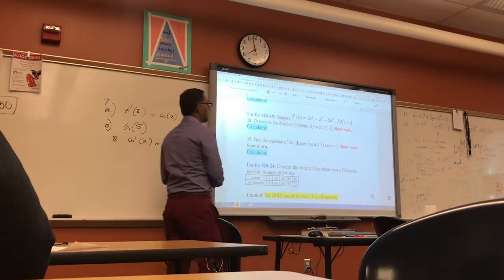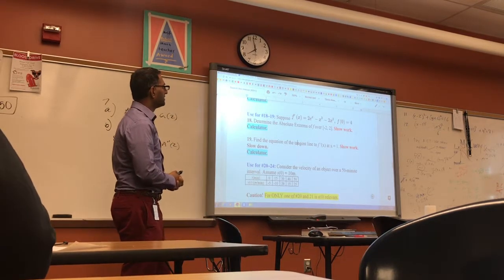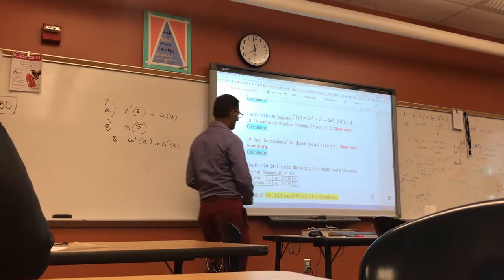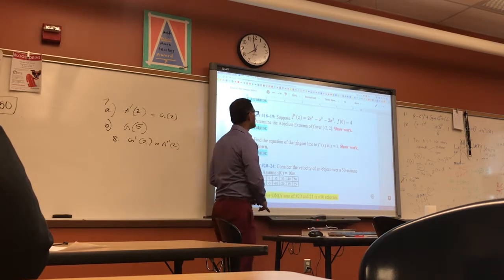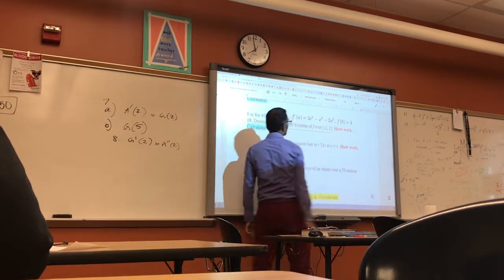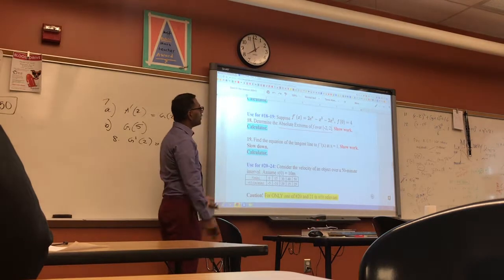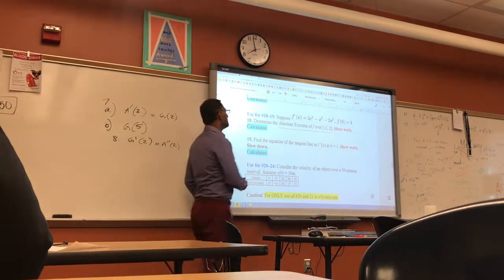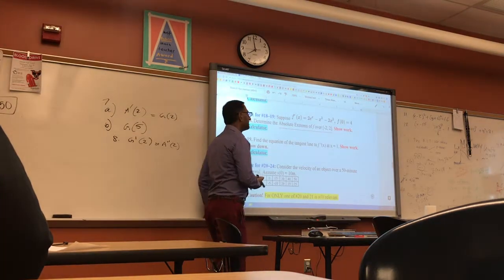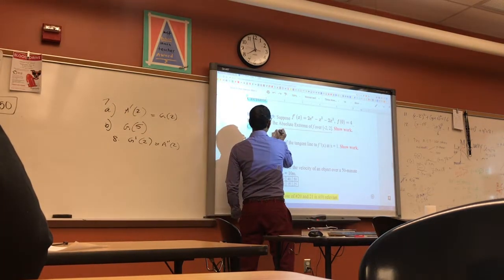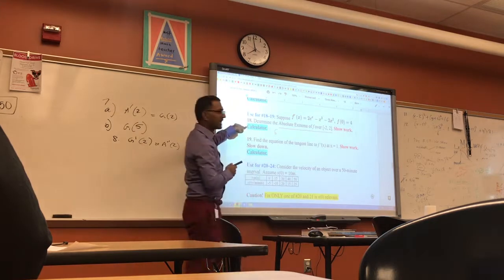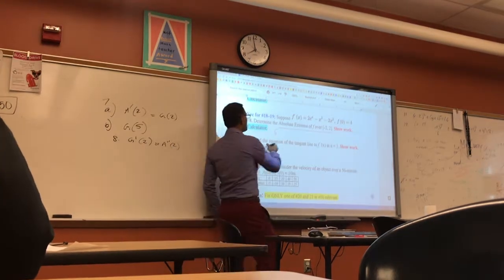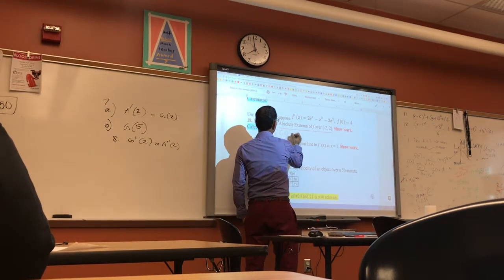Read the question. It says, determine the absolute extrema of f from -2 to 2. How do we do that? How do we always find absolute extrema? Critical points, endpoints. So what are the endpoints? -2 and 2. So will we evaluate the function? So how do we do f of -2?